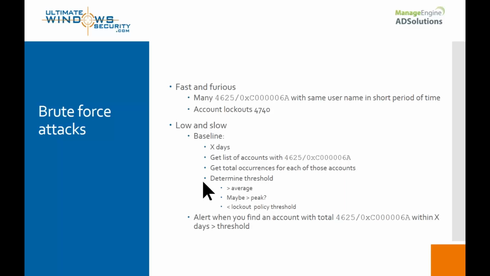So therefore, your threshold for detecting low and slow would be, basically, more than what you see for a user who's really forgotten their password or is really bad about entering it every day, but you'd want it to be less than what's going to trip your lockout policy. Otherwise, you're never going to get a low and slow alert. So then what you want to do is alert when you find a given account with a total 4625-6A within X number of days that's greater than your threshold.